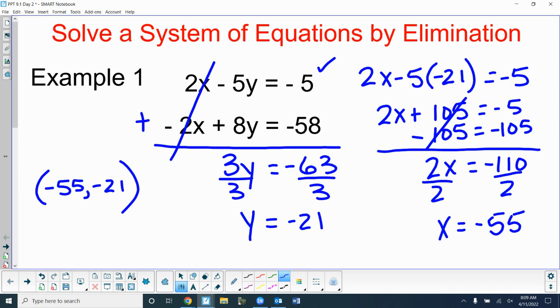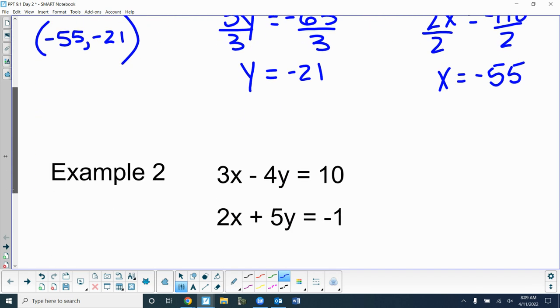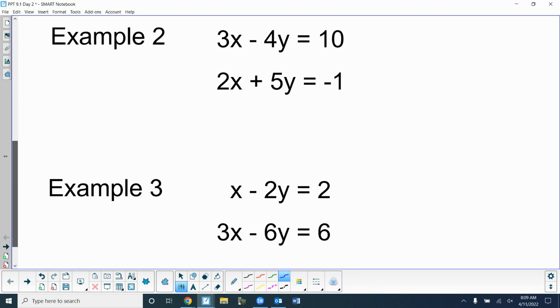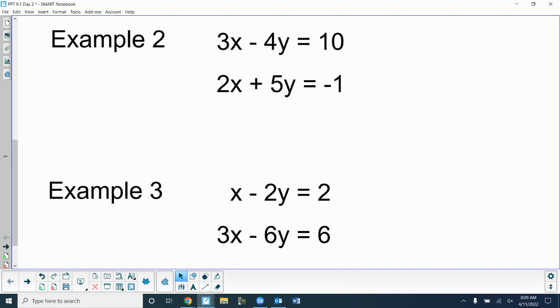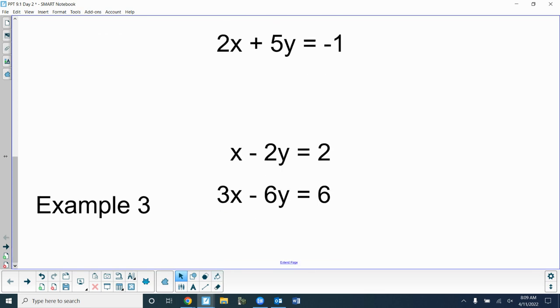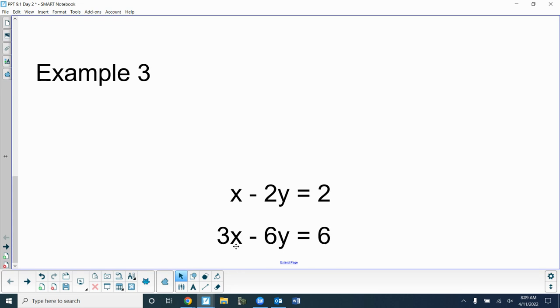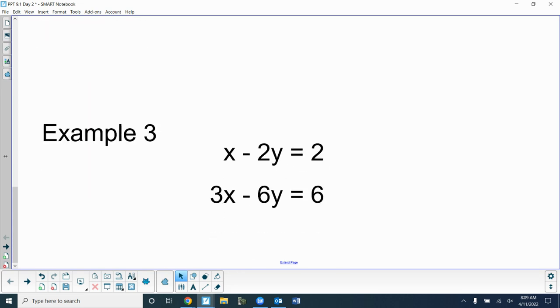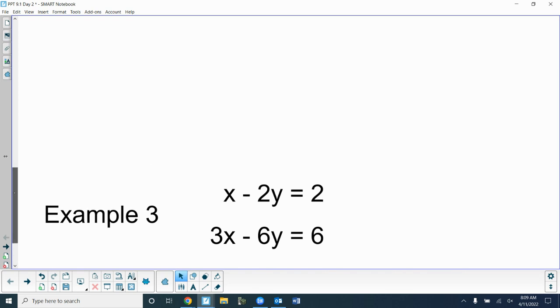Okay? So let's look at here. Here's that type of problem. This top example 2. Let me get example 3 down here a little bit more. Just a sec. All right.